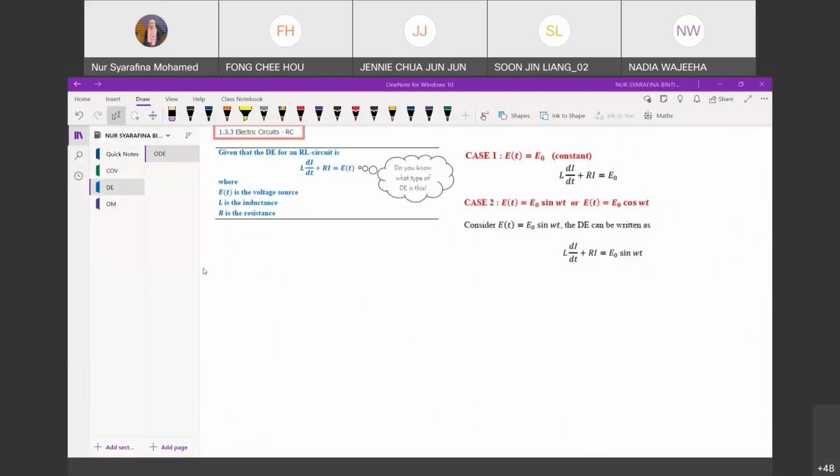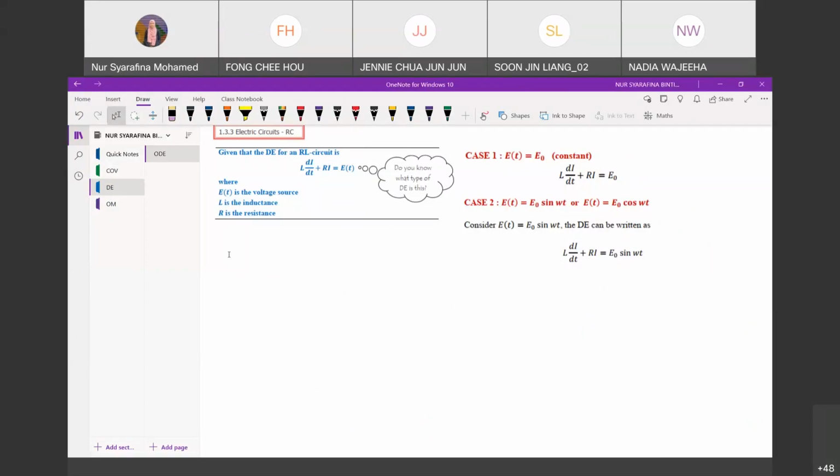Electric circuit and also the vertical motion. And then we should wrap up the chapter. Okay. So I believe the majority of you come from electrical, right? Electronic. So now this differential equation can also be applied on electric circuit, okay, RC circuit.